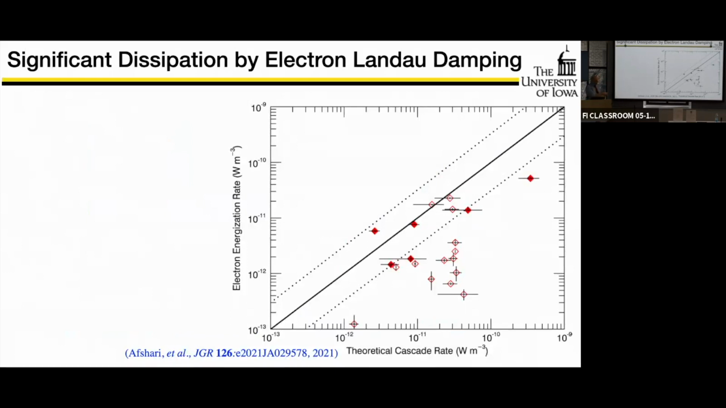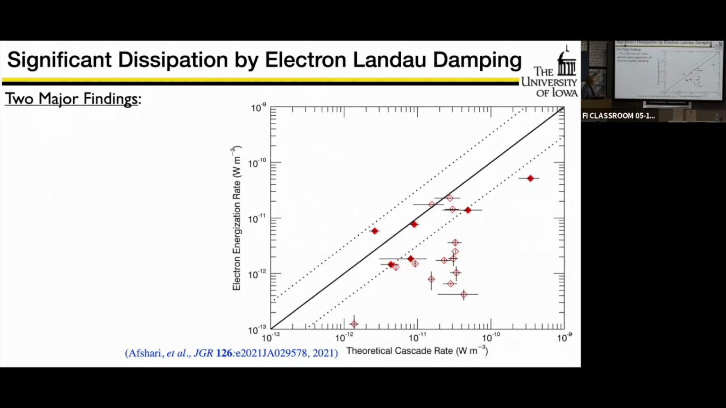And I can plot that predicted cascade rate of energy against the actual directly measured electron energization rate using this technique. Because these cascade rates are really only order of magnitude estimates, that's this solid line, we want to go up or down by about a factor of 3. So anything that falls within the band bounded by the dotted lines is really consistent with the entire turbulent energy cascade rate.